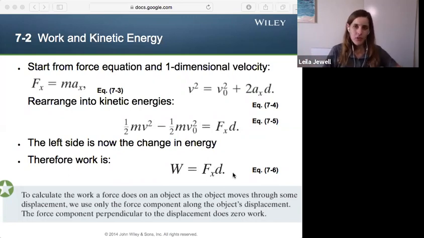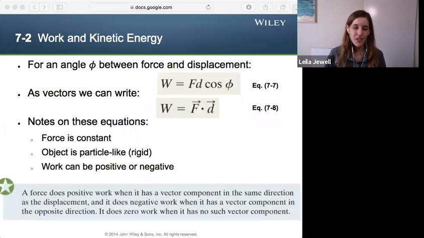Now, this form of the work equation is useful, but again, it's limited to the x direction. So we'd rather have something a little more general. Something that describes how much work is done by a force, depending on how much that force is pushing in the same direction as the displacement or against the displacement. So to do that, we can use our vector knowledge and use the dot product.